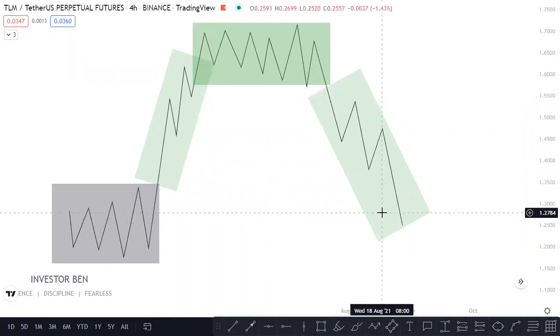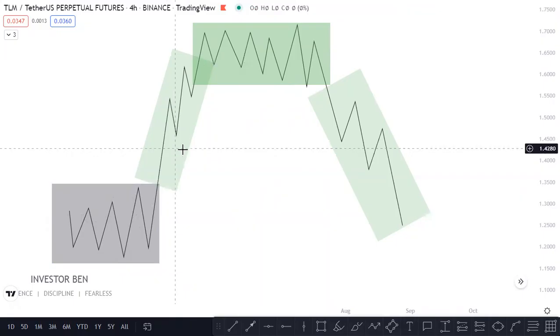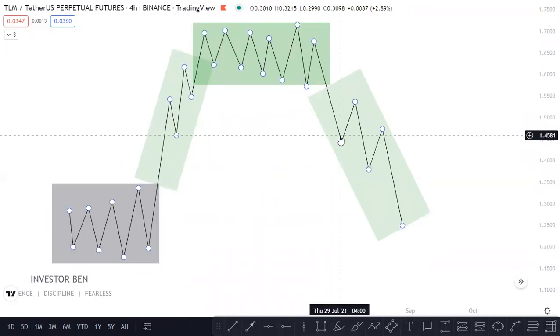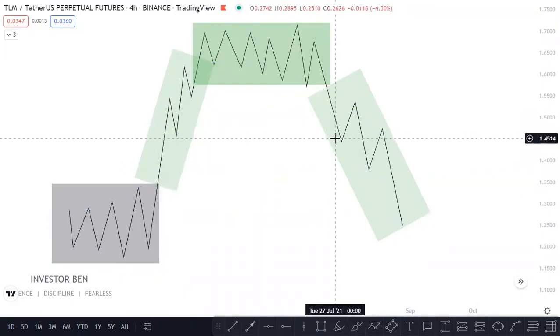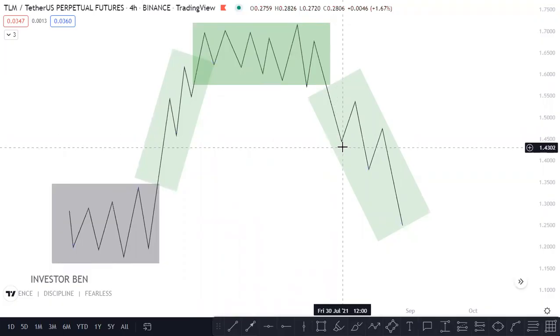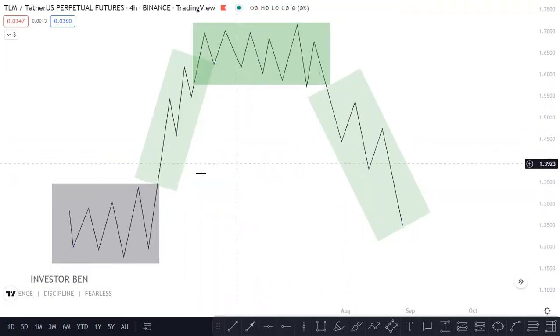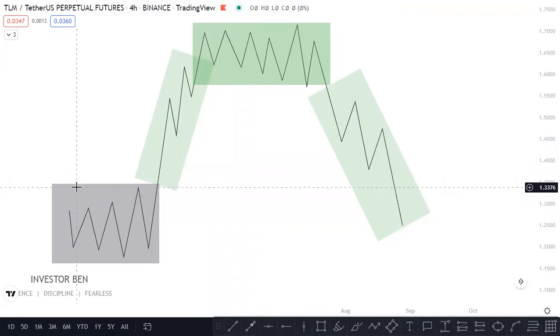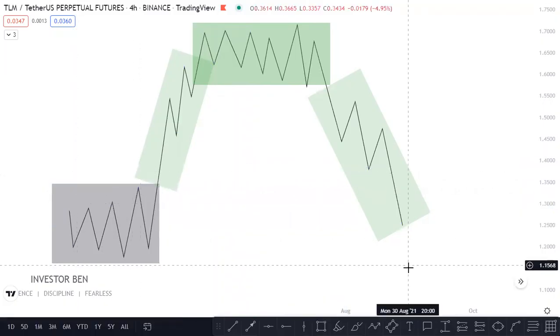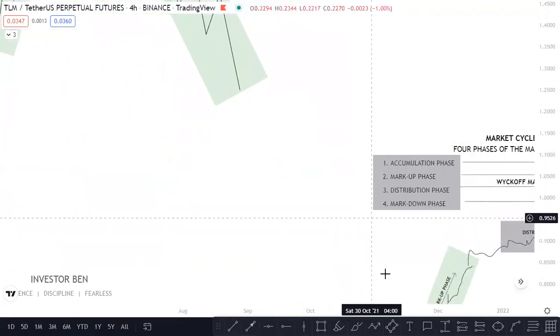Now, this markup phase, sorry, this accumulation and distributions, they are what we call reaccumulation. Remember, this is accumulation, right? Let me get those writings.